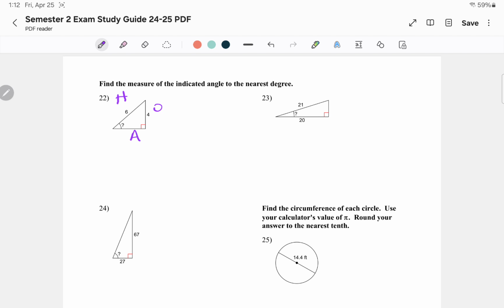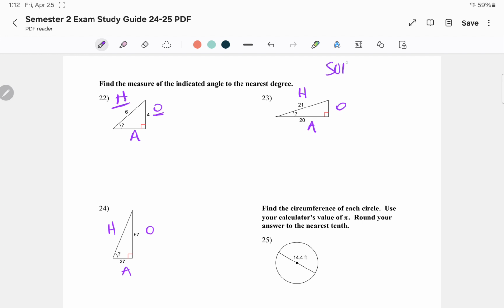Let's actually go ahead and do these other ones too. H, O, and A, and H, O, and A. It's going to be just like that, H, O, A, in a clockwise motion there. So once I do that, I have to know what sides have information. See how there's a 6 on the H and there's a 4 on the O.